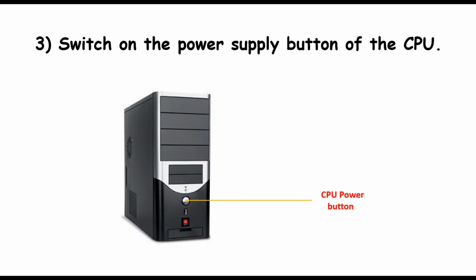Number 3. Switch on the power supply button of the CPU. On the third point, we need to switch on the CPU button. We all know the CPU, the Central Processing Unit, is the brain of the computer. So now, thirdly, it is our duty to put on the CPU.